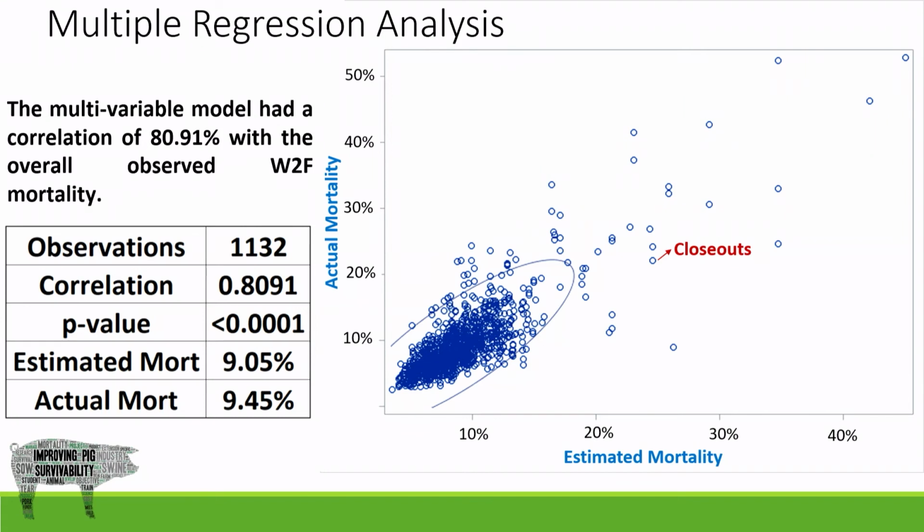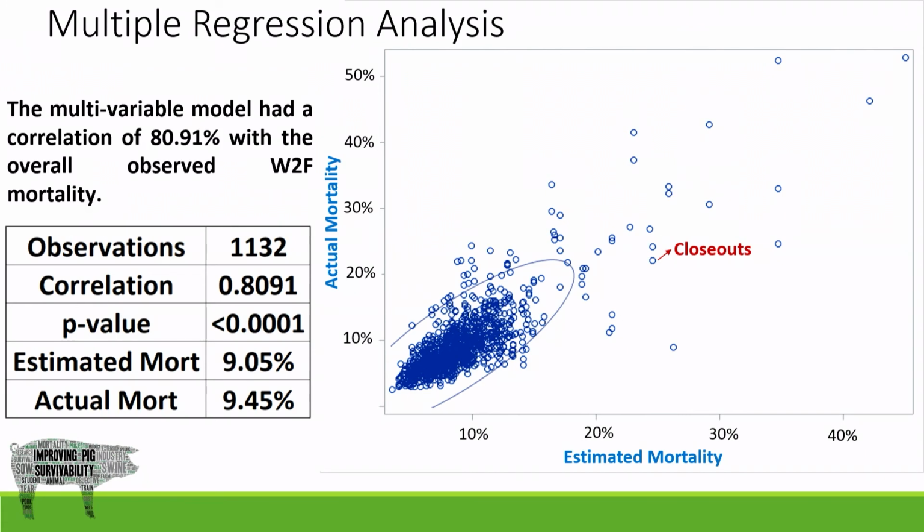We built a multiple regression model that accounted for 14 variables from the sow farm only. That model estimates, and we can see in the x-axis, the wean to finish mortality of the groups based on the variables from the sow farm, and it's going to compare. Each circle will be a closeout there. We saw that those 14 variables had a correlation of 80.91% with the downstream wean to finish mortality. So a good portion of the variability of wean to finish mortality is explained by sow farm related factors.